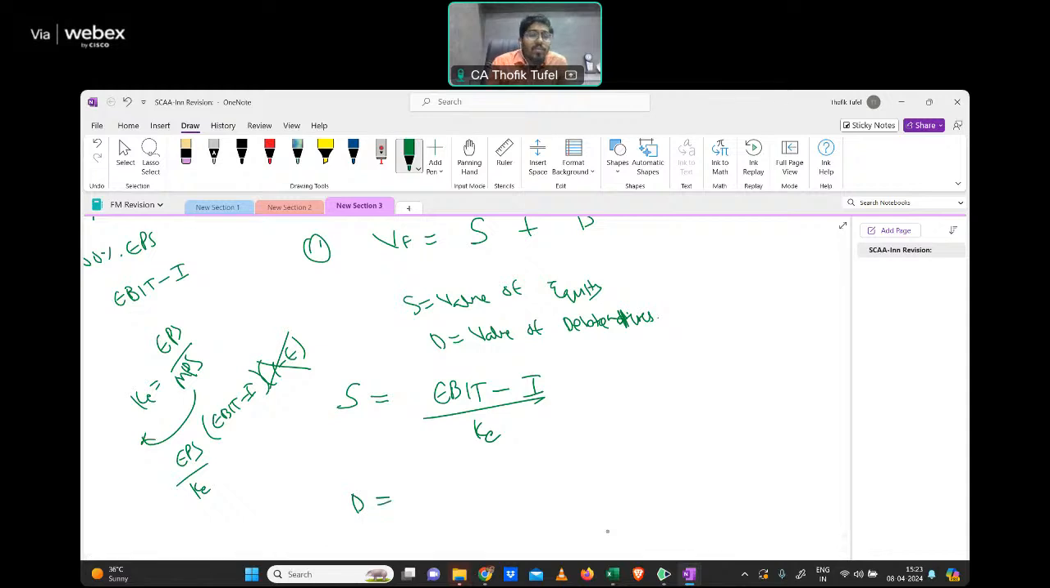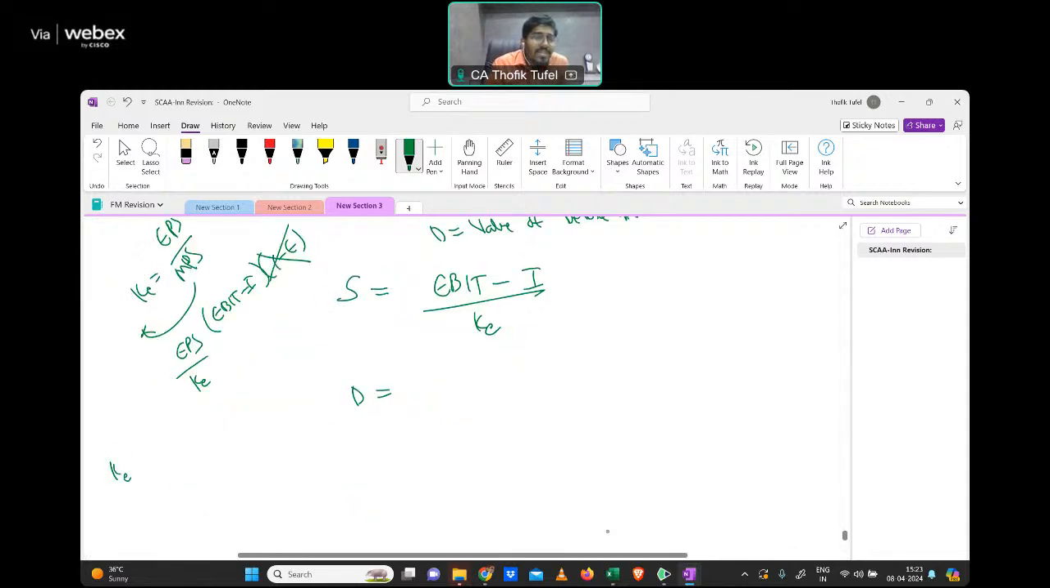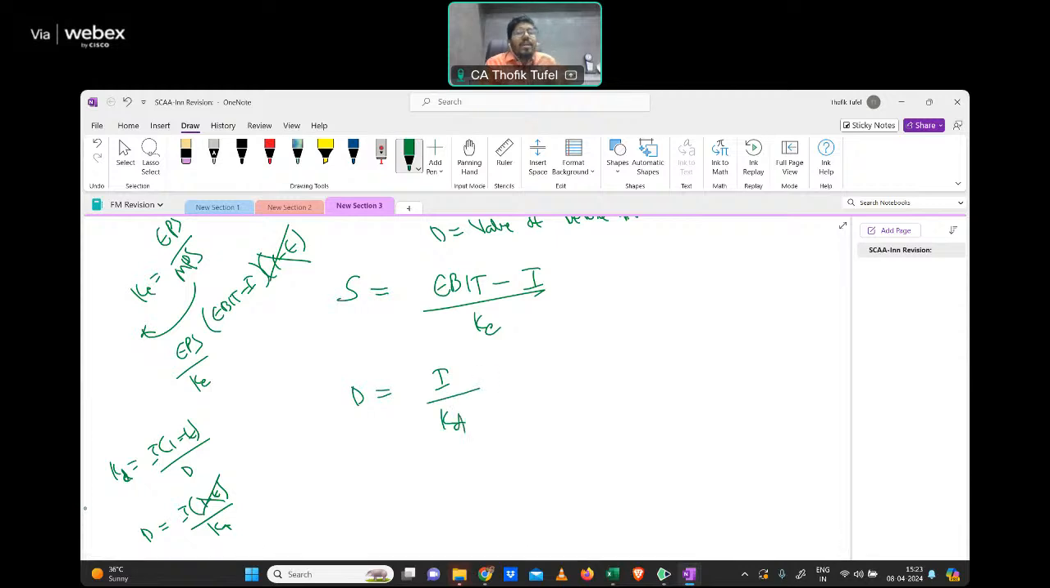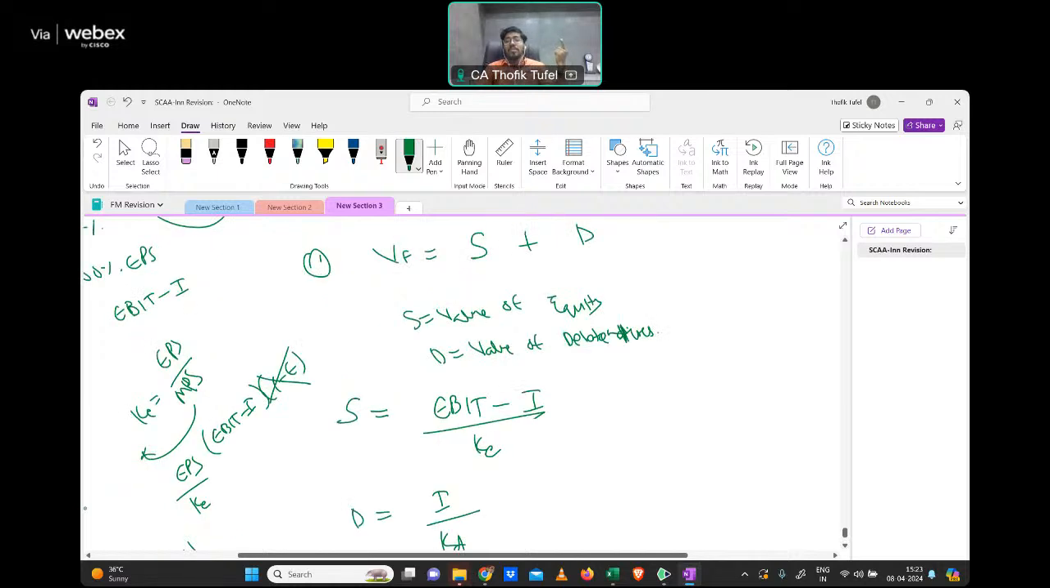In the same way, value of debt: you know the formula, KD is equal to I into 1 minus T divided by NP. NP is nothing but the market price of debentures. So D is equal to I into 1 minus T divided by KD. And there is no tax, so D is equal to I divided by KD. Now we know value of equity is equal to EBIT minus interest divided by K. Value of debt is equal to I divided by KD. Value of the firm is equal to value of equity plus value of debt.